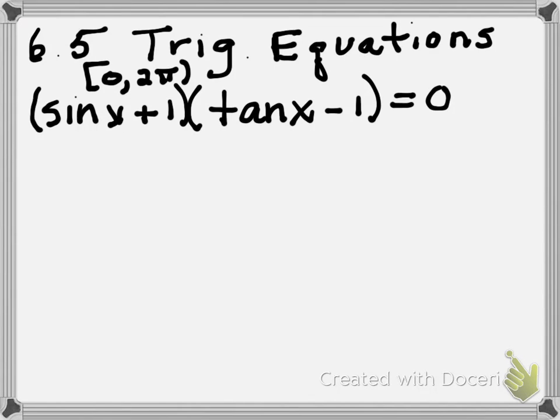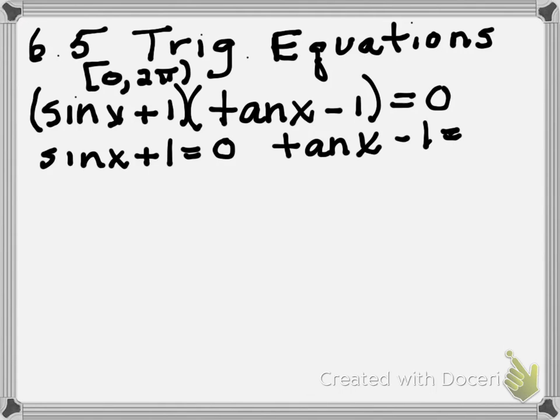Okay, the first problem that I've chosen is already factored. You're already given two factors, and by the zero product property, when two quantities are multiplied together and they equal zero, then one or both of them are equal to zero. So I can set each of these two factors equal to zero and solve.